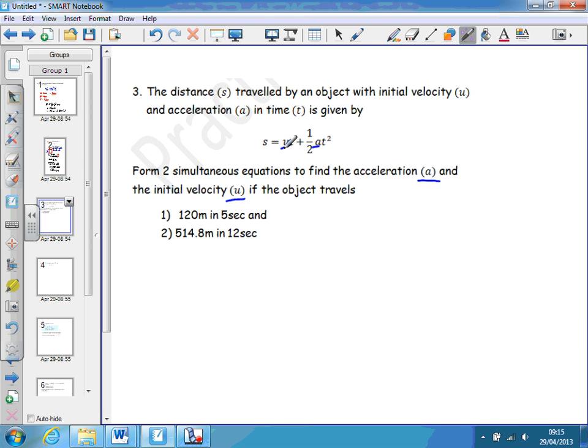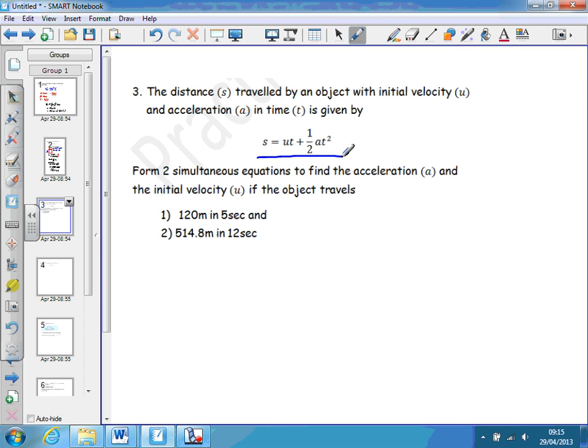There's two things we don't know, so we need two scenarios, if you like, to be able to identify what they are. So we need the first situation, which is telling me that after 5 seconds, this object, whatever it is that's travelling along, has gone 120 metres. And after 12 seconds, it's gone 514.8 metres. So I can substitute these values into this equation to form two equations.